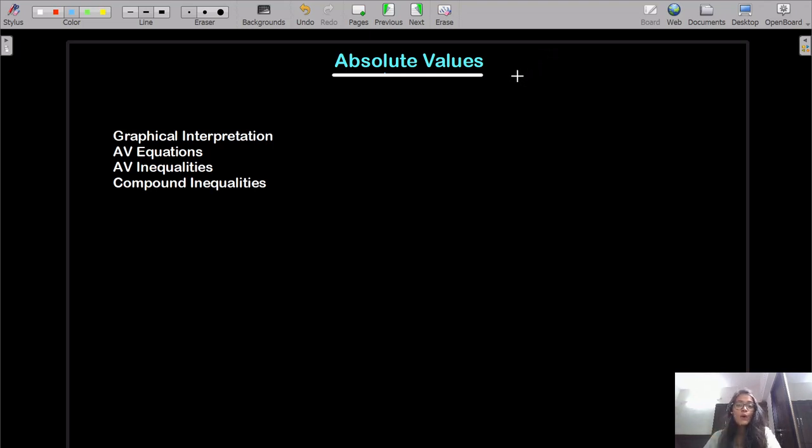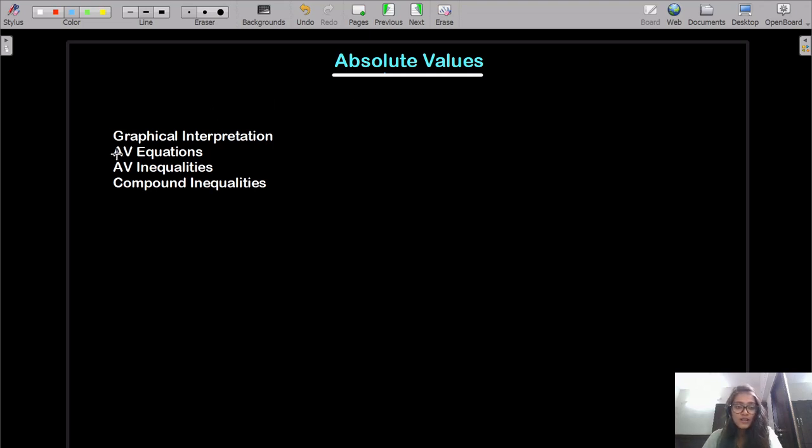And today we are going to revise absolute values. We will see what absolute values are and what type of concepts can be tested from absolute values, and we'll do a couple of practice problems.